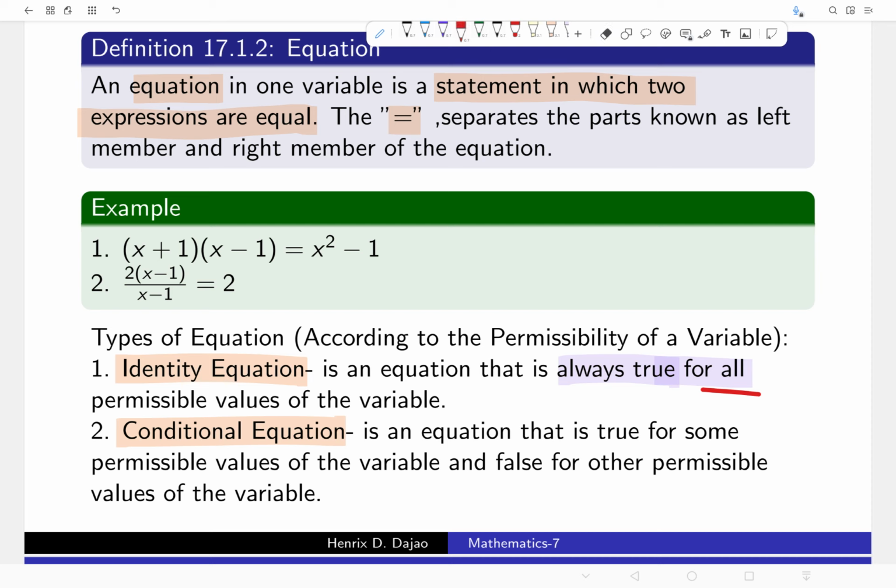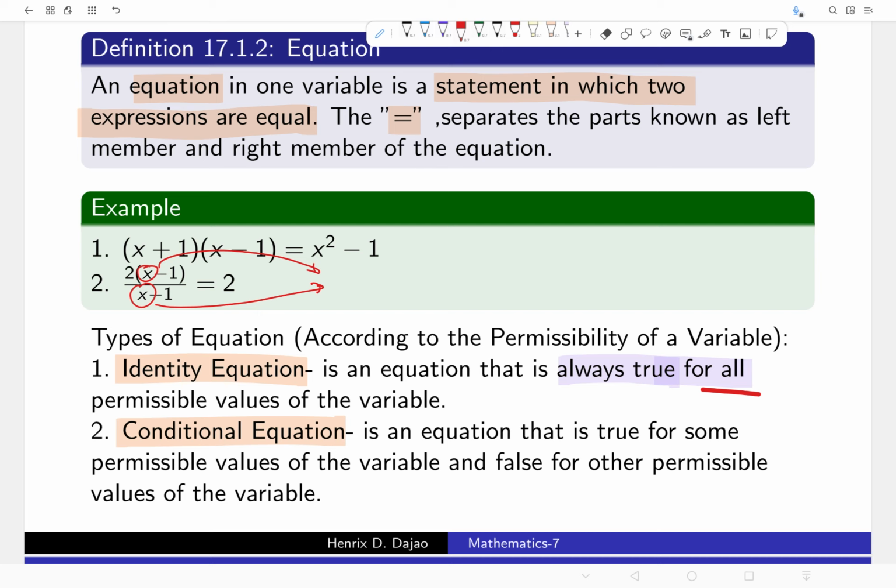Now examine closely. What are the permissible values of x? What are those values of x that we can substitute in our expression, or in our equation in general, so that our expression on the left side, in this case, will be defined, or equivalently will not be undefined? What are those values that we can substitute for x?